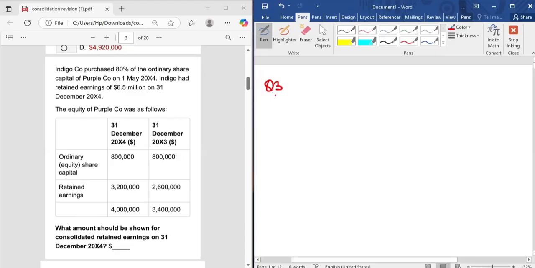It says, Indigo Company purchased 80% of the ordinary share capital of Purple Company. So Indigo Company is the parent company and Purple Company is the subsidiary company, right? Indigo had retained earnings of 6.5 million on 31 December 20x4. So the retained earnings of the parent company is $6.5 million. Now, what are they asking? They are asking us to calculate consolidated retained earnings on 31 December 20x4, right?